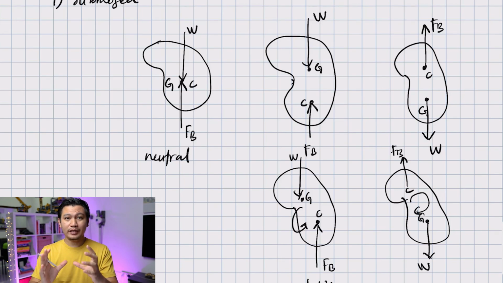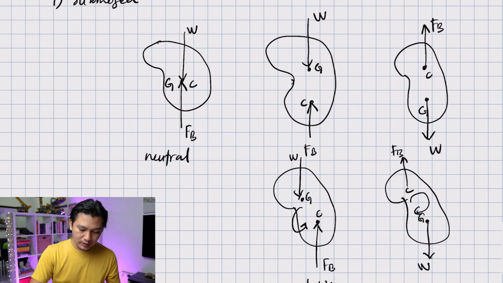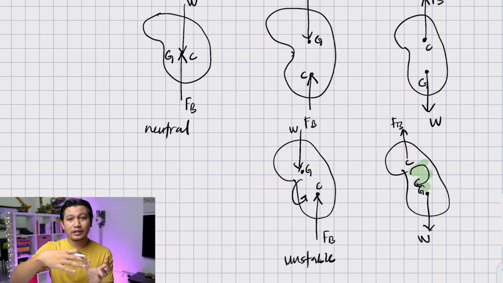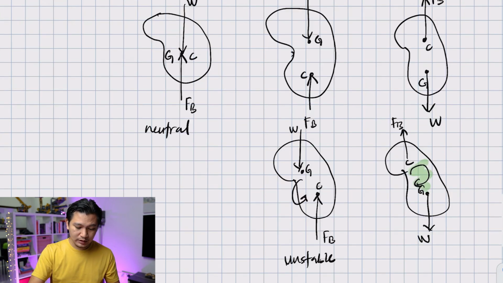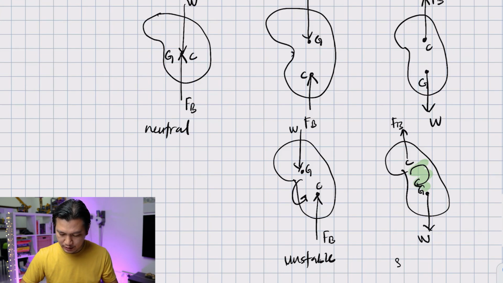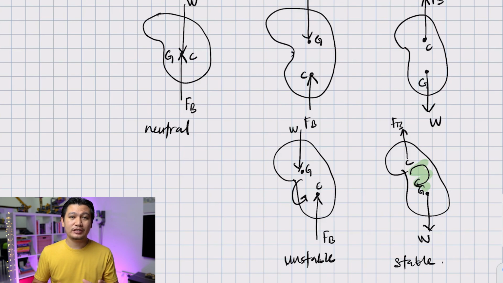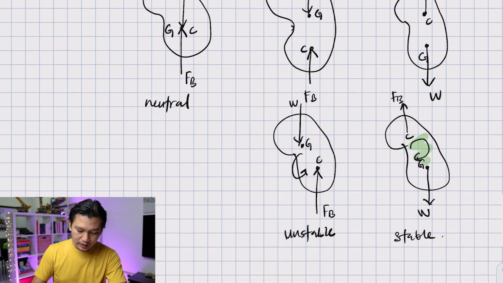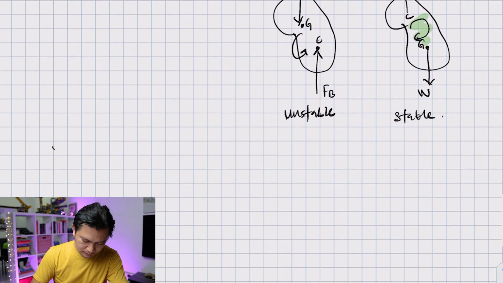So, when you rotate the object counterclockwise, there is a moment that's developed which is going to turn the object clockwise. So what happens is that the object remains stable. In this case, you call it stable. And that is the case for a submerged object. This is quite straightforward. If G is on top of C, the object is unstable. If G is below C, the object is stable. But the second case is for a floating object.